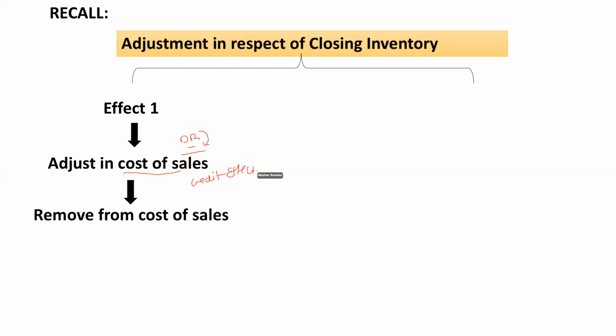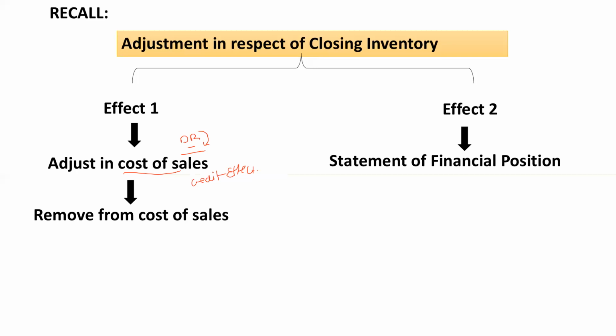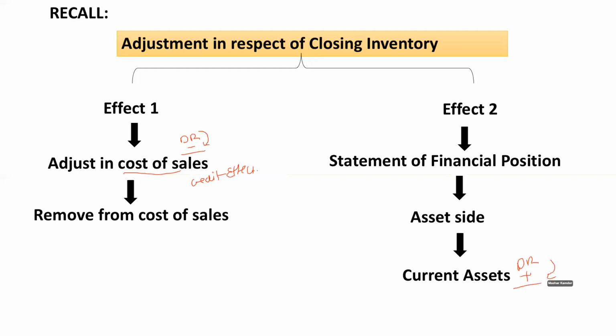Second effect of the closing inventory is that this closing inventory belongs to you. So it will be shown in the statement of financial position on the asset side under the heading current assets. So you're adding it in the debit, showing it in the debit. So debit add gives a debit effect. Every adjustment has two effects, one debit effect and one credit effect. So closing inventory has two effects: you remove it from the cost of sales and you show it in the current assets.